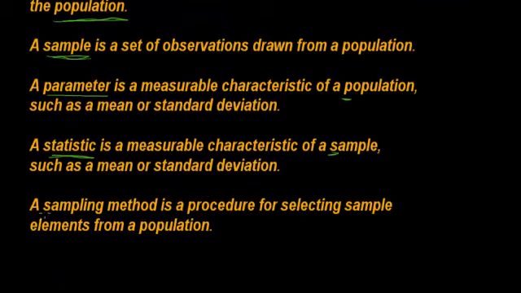So the sampling method then is our procedure for selecting our elements from the population. And what we're talking about here is the sampling method that is called the simple random sampling method, where our result is a simple random sample.